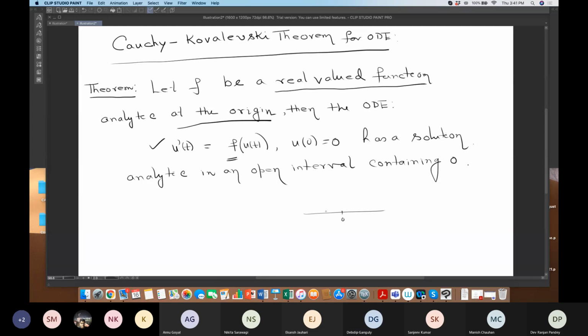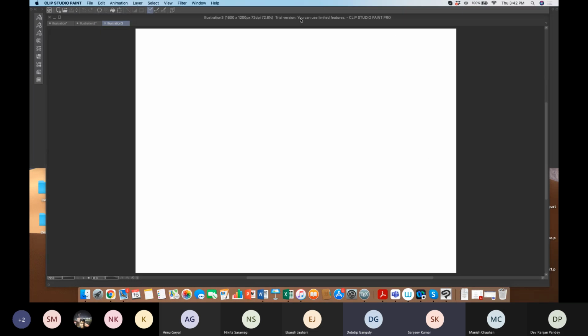So there is an R: this is minus R, this is R, where the solution is real analytic. This is an existence result: you find an R such that locally you can always find a real analytic solution for an ODE, provided the function is analytic. This is very important. Is the statement clear? The proof is very beautiful, and very nice analysis will come into play in proving this theorem. So is the statement clear to all? Yes, sir.